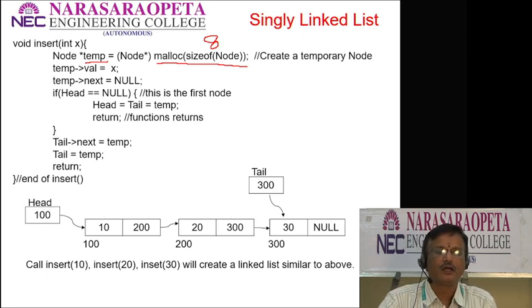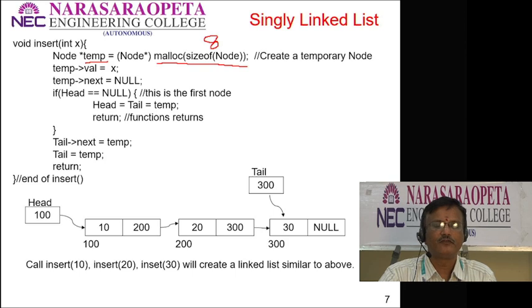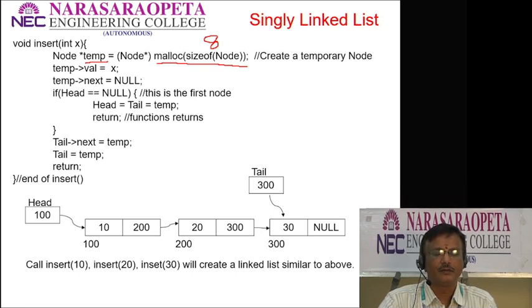So its return type will be void star, a void pointer, that is, a generic pointer. It allocates 8 bytes and returns the starting address, which I am typecasting into node star. This is called explicit typecasting. Here node star means pointer to struct node. So I am typecasting the void star into node star and storing it into temp.